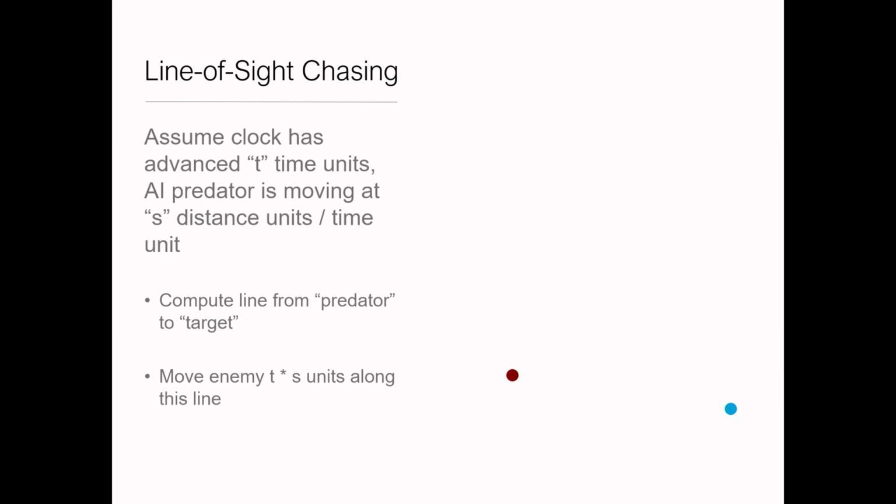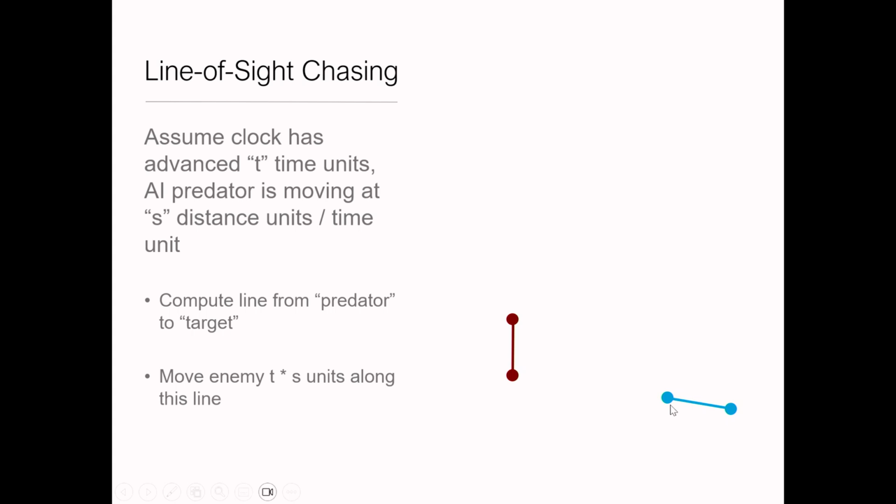Okay, so now the question is what happens if the prey is moving? If the prey is moving, you don't care. For every frame, you just look at the current position of the prey and the current position of the predator, and you just run the simple line of sight chasing algorithm. So you compute the line or the ray in this direction, and that's the direction that the predator is going to move in. In that one frame, the predator moves here.